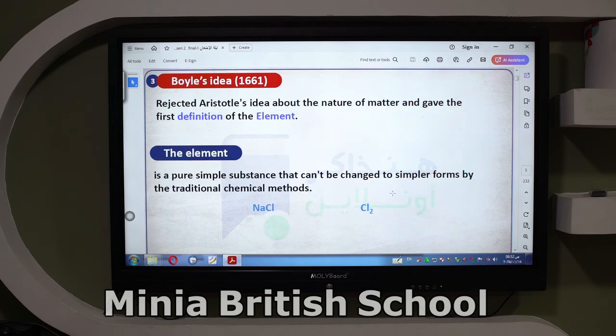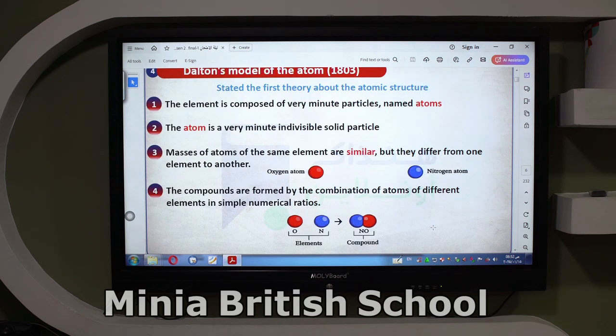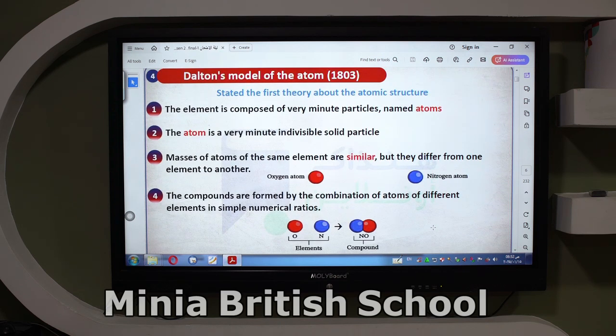And Boyle rejected Aristotle's idea about the nature of matter, and gave the first definition of the element. He said that an element is a pure substance that can't be changed to a simpler form by the traditional chemical methods. So we have atoms, we have compounds, we have molecules. He gave an example of a compound, NaCl, and an example of a molecule, Cl2, the chlorine molecule.